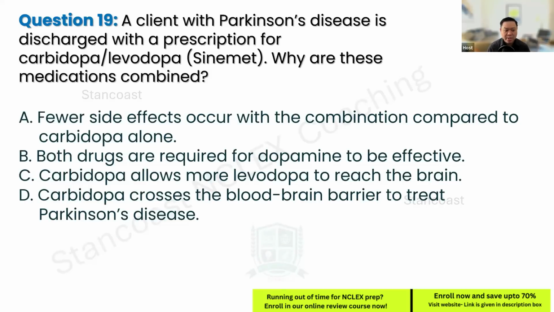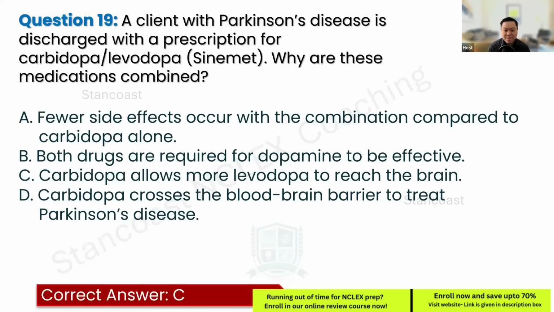And D. Carbidopa crosses the blood-brain barrier to treat Parkinson's disease. The answer here is letter C. The carbidopa prevents peripheral breakdown of levodopa, thus increasing its availability to the brain, and it will also enhance its effectiveness in managing the Parkinson's symptoms.